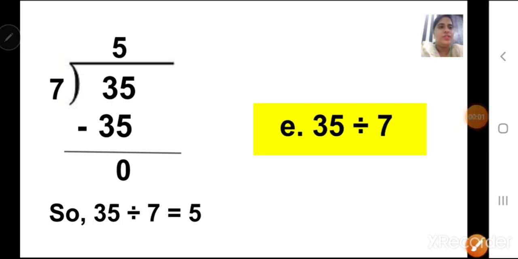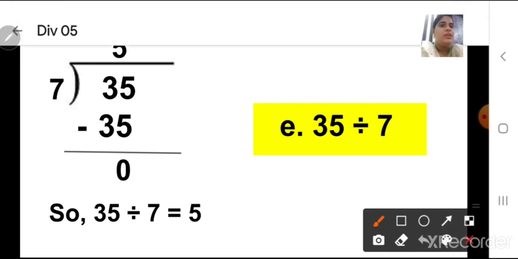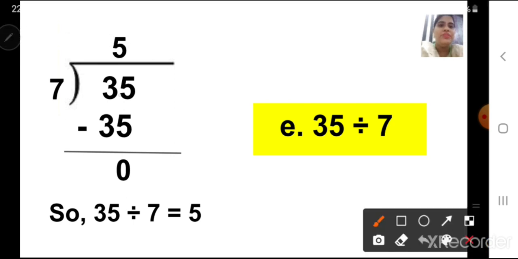Next one is E question. 35 divided by 7. Children, these sums I have done directly. Let us see. First, draw the bracket, write the dividend and the divisor. Okay, in 7's table, here we have to check when 35 will go. When will it go? 7 5s are 35. Correct, children? 7 into 5 is equal to 35. Right, children?